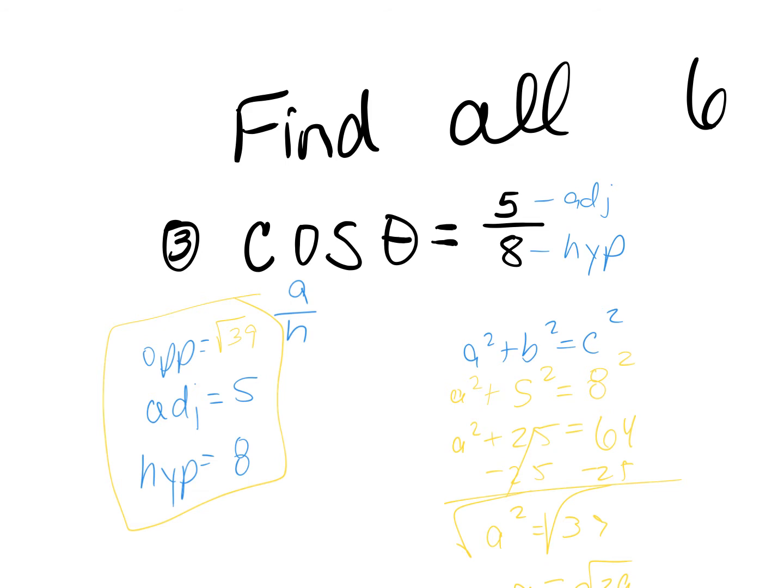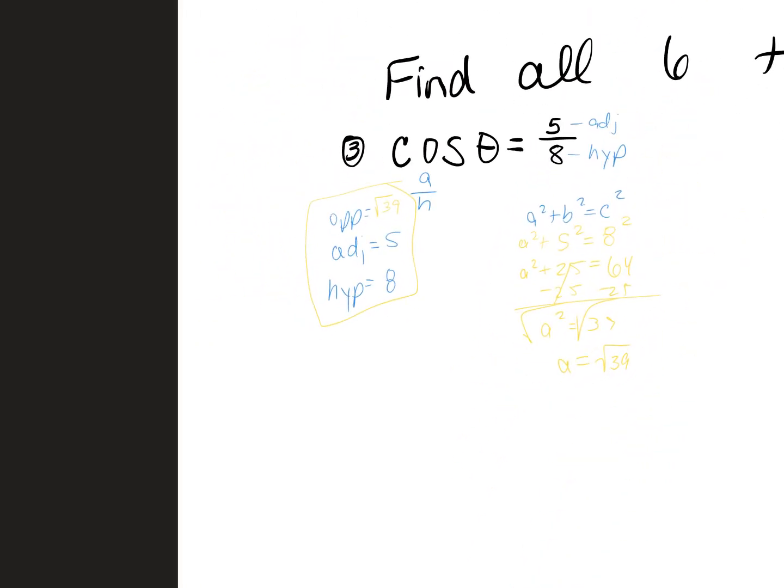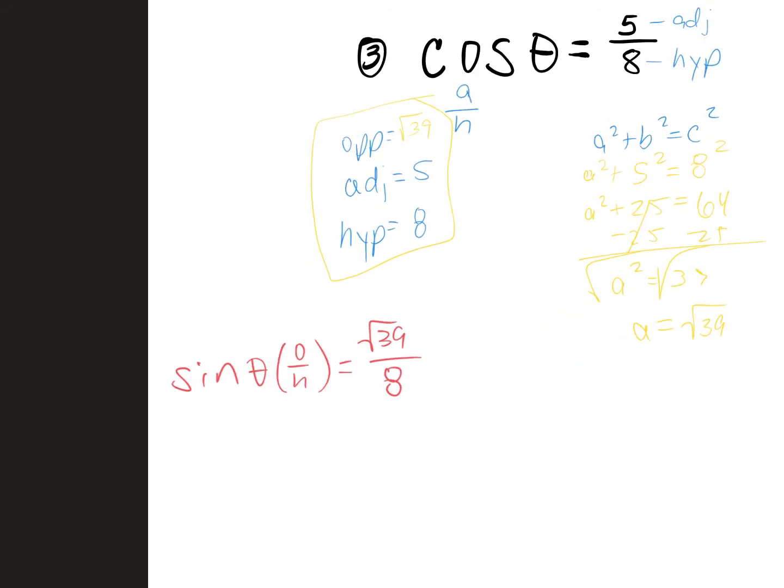If you wanted to draw a picture, go for it. Just make sure wherever you put theta that you have the root 39 is opposite and your 5 is next to, adjacent to. But if you were now going to find all of the trig functions, okay, great. So sine of theta is opposite over hypotenuse. So what is my opposite? Square root of 39 over my hypotenuse is 8.